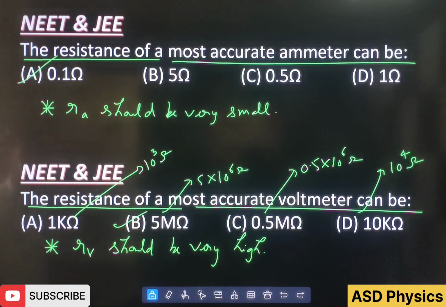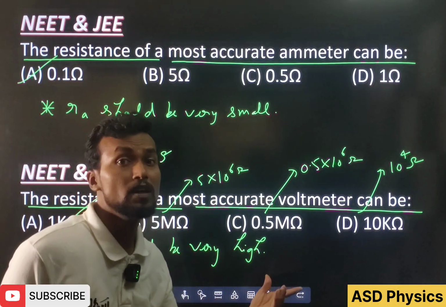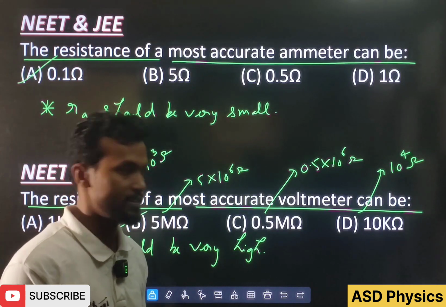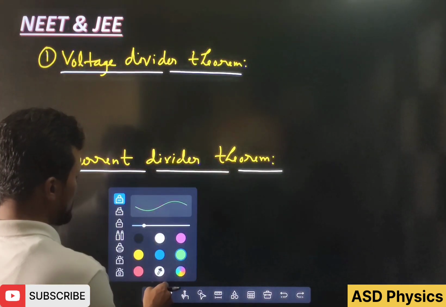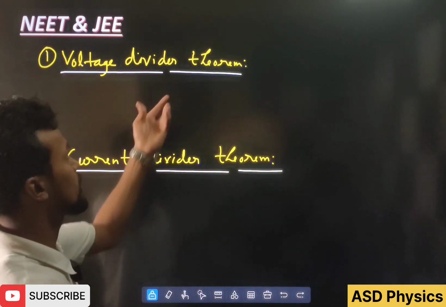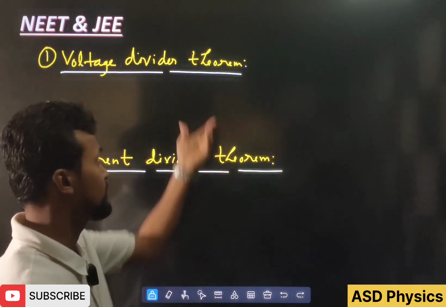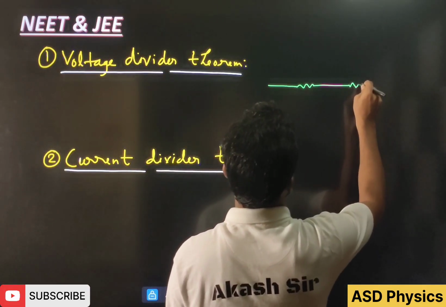So the resistance of the ammeter is very small, ideally 0. The resistance of the voltmeter should be very high, ideally infinite. Is it correct? Next, to solve the questions further, we need a little bit of basics of the voltage divider theorem and the current divider theorem. The voltage divider theorem is used when resistors are connected in series.